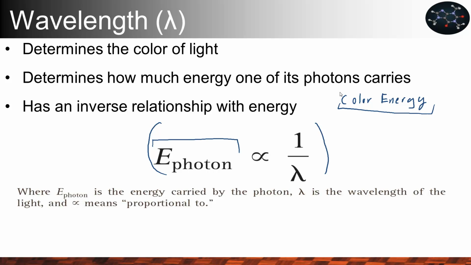And that color can be described as the wavelength. And for visible light, that wavelength is going to be in the hundreds of nanometers long. So it's a really, really small amount of space between wiggles. But that's what corresponds to visible light.